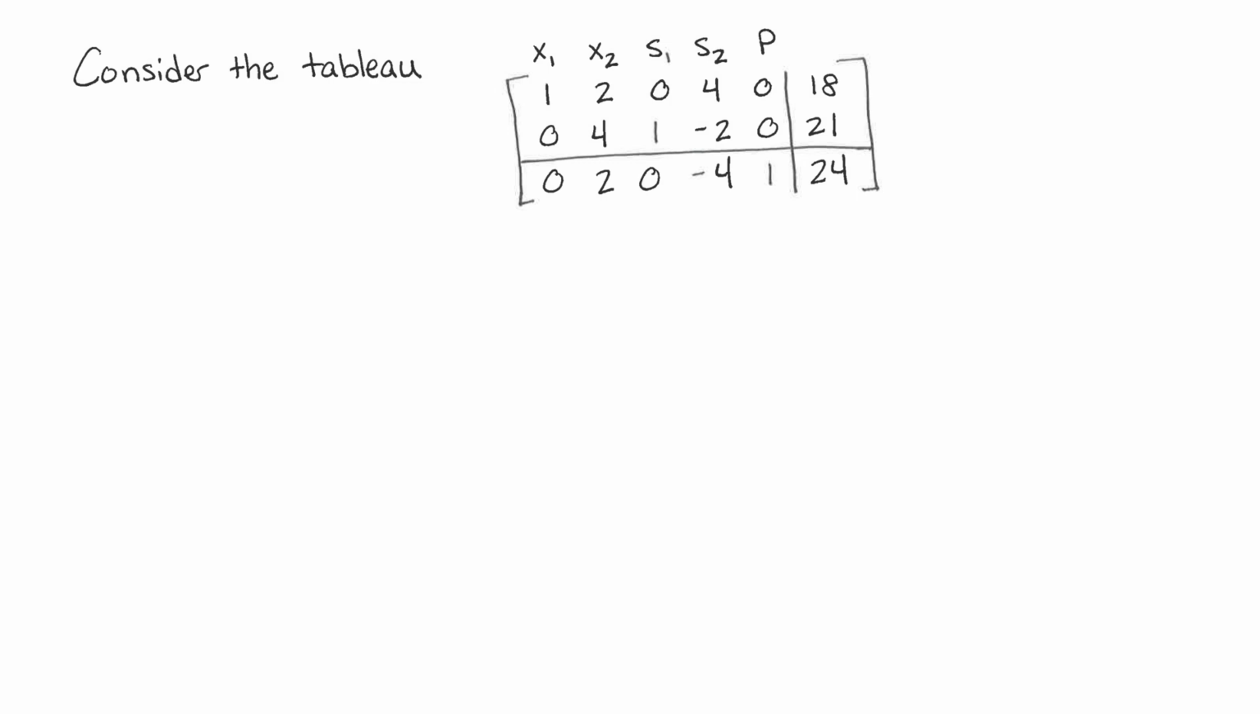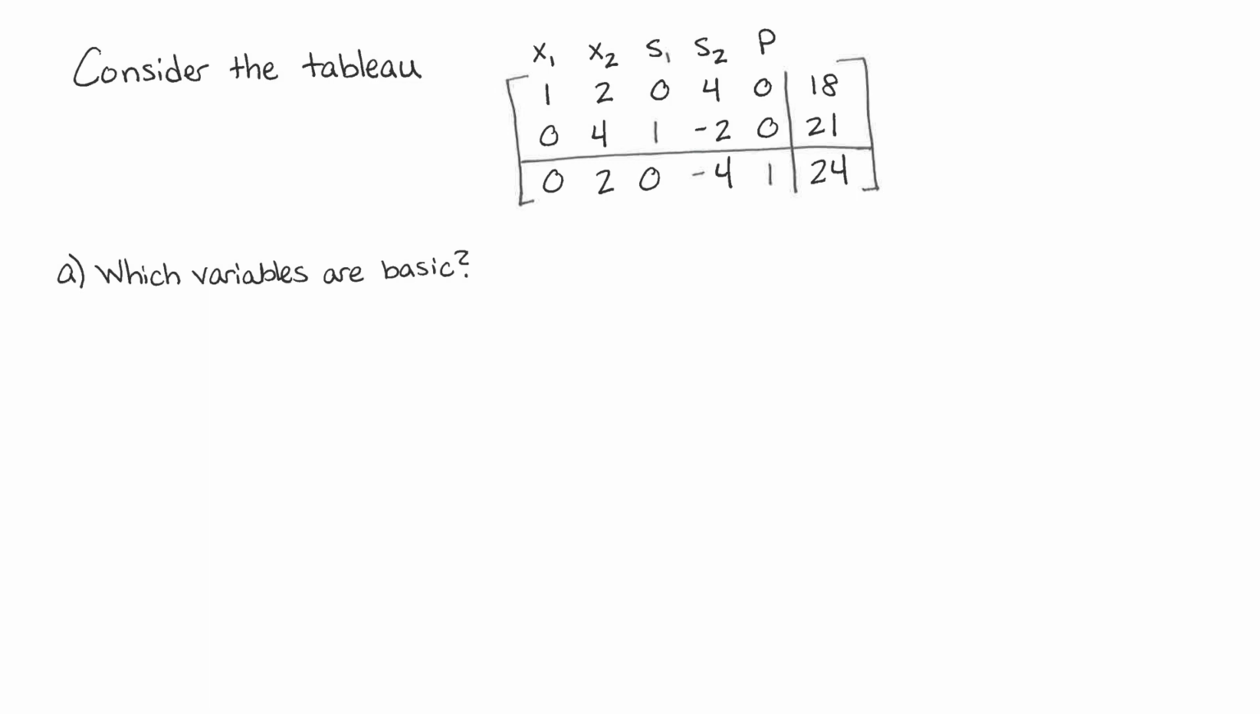So let's answer some questions about this tableau. Question 1, which variables are basic? So we are looking for the columns that have all zeros except for one place. One of the columns that happens in is x1. We have 1, 0, 0.